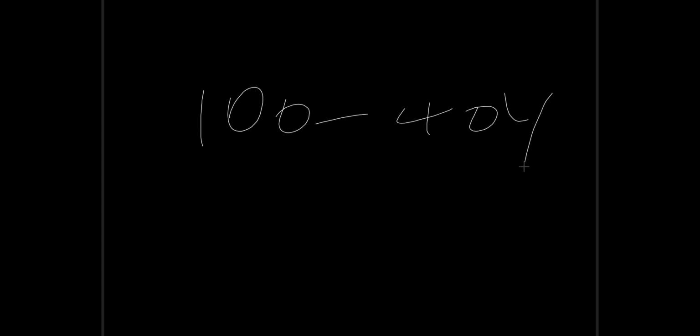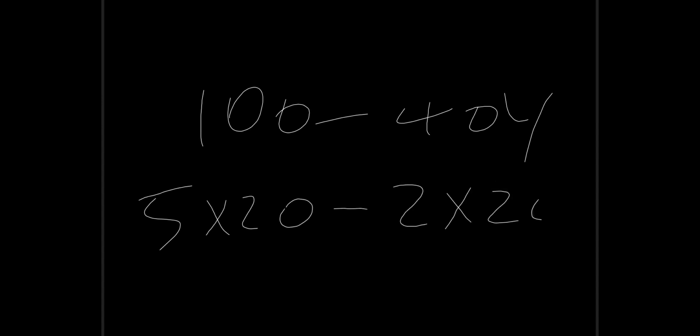Let's do another one. So say we have 100 minus 40. Right. Now we could actually do this many ways. We could do this several ways. We could split this up. We could break this down as we did the first time. So we could say, let's say, 5 times 20, minus, we could say 2 times 20.